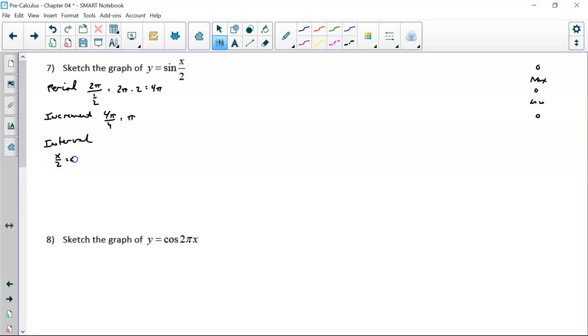x over 2 equals 0, x over 2 equals 2 pi. So we multiply both sides by 2, we get x equals 0. Multiply both sides by 2, we get x equals 4 pi. Our amplitude is 1. So now I'm at pi, because my increment, that tells me where to start. So 0, then we go to pi, then we add another pi, we're at 2 pi. Another pi, we're at 3 pi. Add another pi, we're at 4 pi.